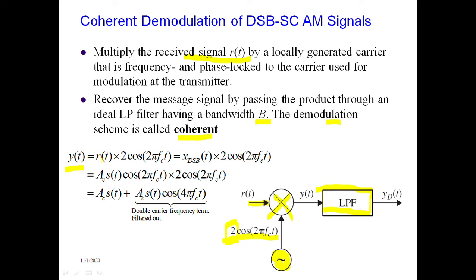What we do is multiply the received signal or modulated signal by 2 cos 2 pi fct. That means XDSB multiplied by 2 cos 2 pi fct, the one that I have explained here. When we have the two sides, right now we remove this one using the low pass filter.